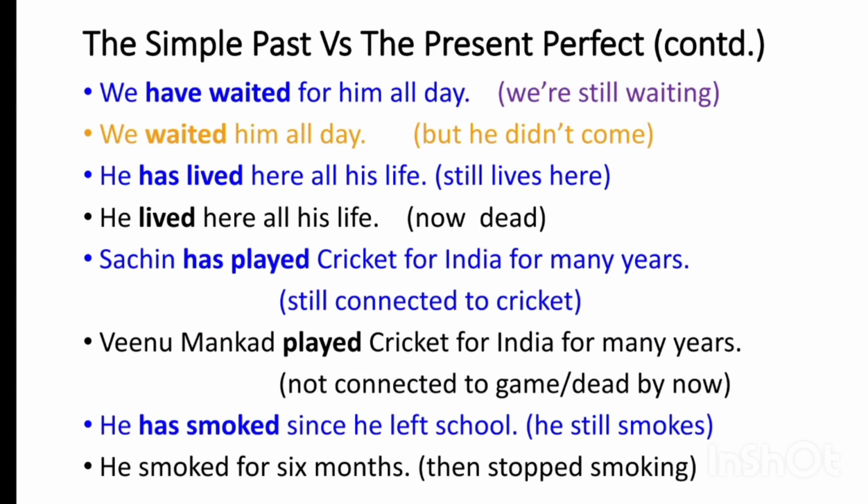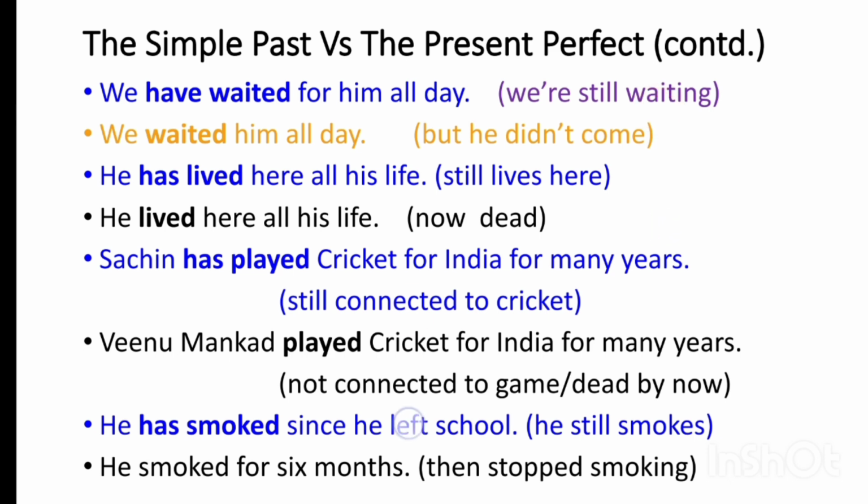Yes, so here we have some more examples between the simple past and the present perfect. We have waited for him all day, and we waited for him all day. We have waited for him all day. It simply means we are still waiting, and we waited for him all day, but he didn't come. It means the wait is over. अब उसका wait नहीं कर रहे हैं. पूरे दिन उसका wait किया था, लेकिन अब नहीं कर रहे हैं. But if you say have waited, it means still waiting for you.